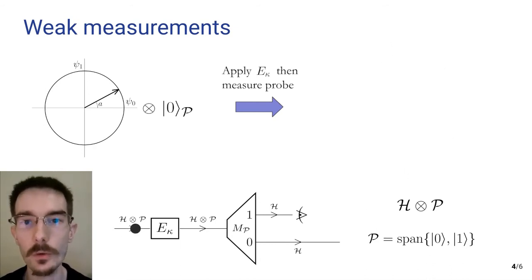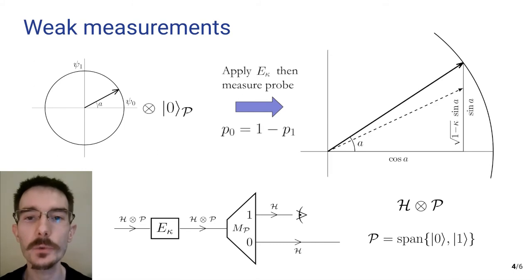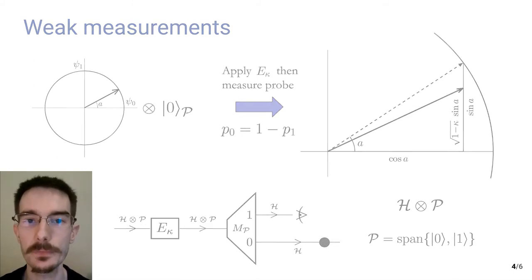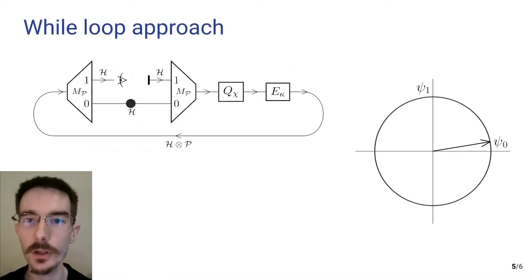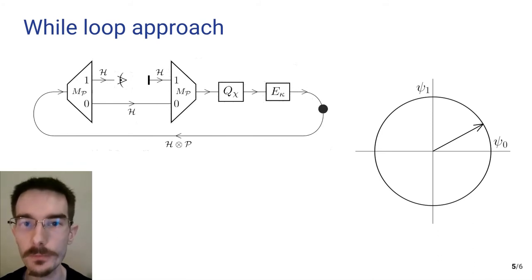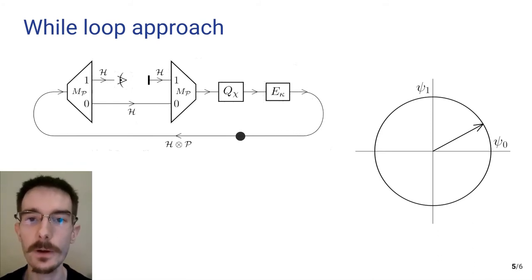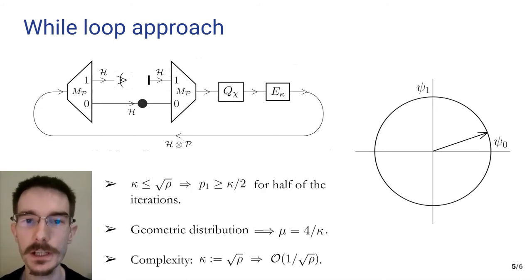Otherwise, we read 0 from the probe, and the angle is decreased an amount dependent on kappa, which we can calculate using trigonometry. Assuming kappa is small enough, the collapse due to the measurement is overcome. We prove that for kappa smaller or equal to square root of rho, the angle is increased by at least alpha on each iteration. Then, it is easy to check that for roughly half of the iterations, the probability of success is greater than kappa over 2.